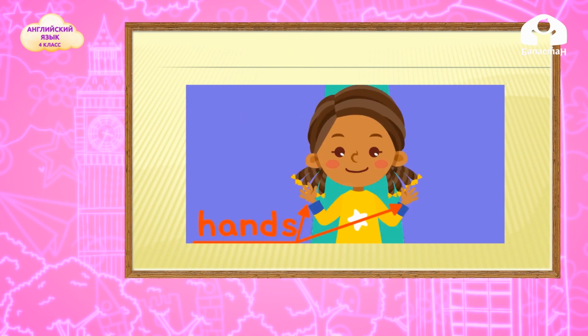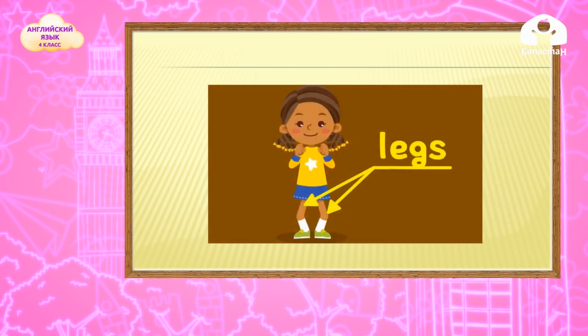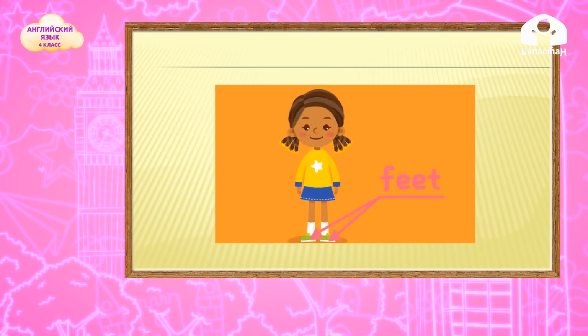Hands, hands. Let's spell it. H-A-N-D-S. Hands. Legs, legs. L-E-G-S. Legs. Feet, feet. Let's spell it. F-E-E-T. Feet. Good job.